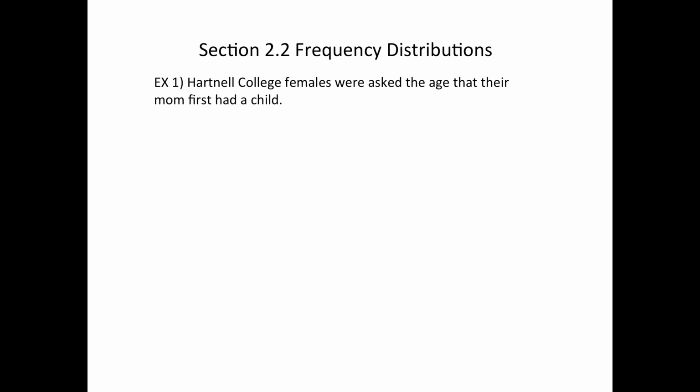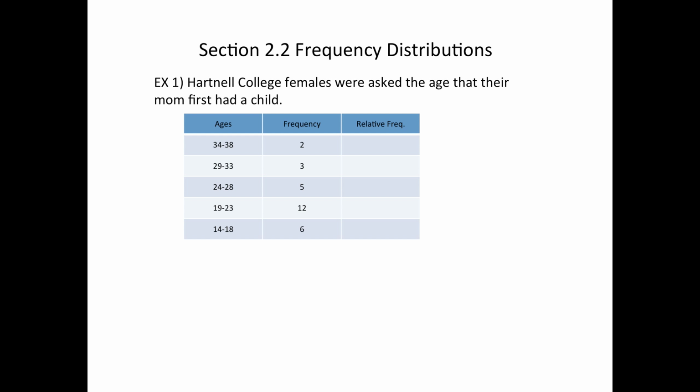Well, now on to Chapter 2, Frequency Distributions. So, Harnell females were asked the age that their mother first had a child. And so here is a frequency distribution of the ages and then how many people or how many women were in this particular age group.